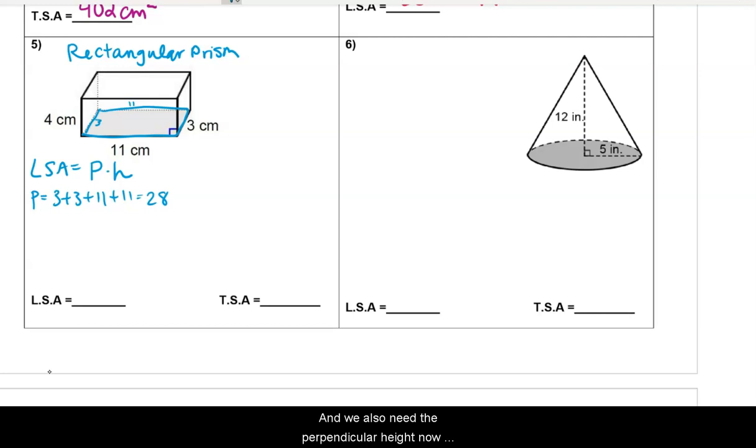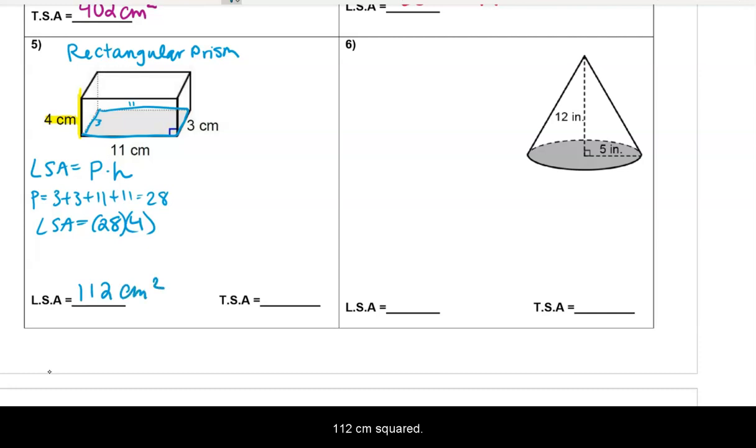And we also need the perpendicular height. Now remember, the perpendicular height is the height or the length that comes off of the base. So it's not 11, it's not 3, it's a side of the shape that comes off of the base. That's going to be our 4 centimeters right here. So lateral surface area is our perimeter times the height, which is 4, which will give us 112 centimeters squared.